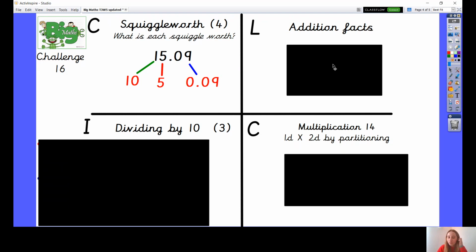Our Learn It's facts today, I've got some missing numbers in the calculations today, so I'm wondering how quickly you can spot what the missing numbers are. So I'll show you them, then you can press pause and write down what the missing numbers are as quickly as you can. Off you go.